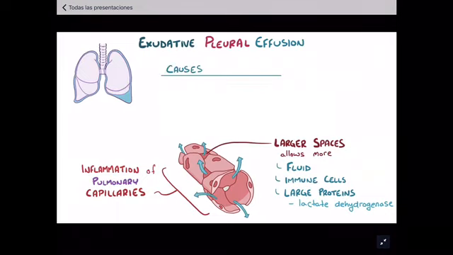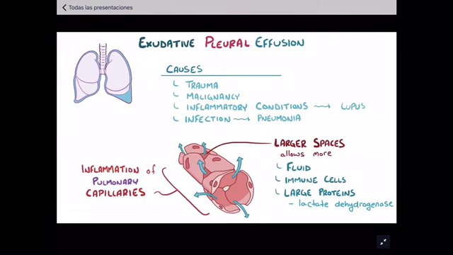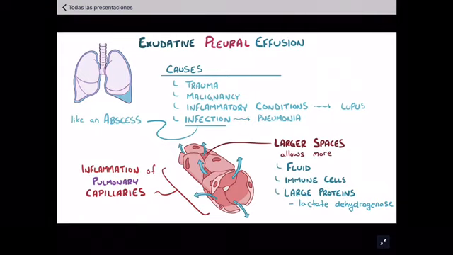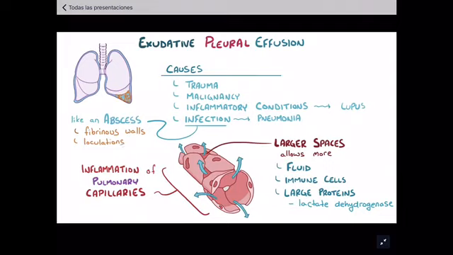The causes of this, though, can vary, and can include things like trauma, malignancy, an inflammatory condition like lupus, or an infection like pneumonia. If the underlying reason is an infection, like a bacterial or mycobacterial infection, then it's also possible for that infection to spread into the pleural space, which is a walled-off space, kind of like an enormous abscess. Just like an abscess, the infected pleural space can develop fibrinous walls and have loculations.